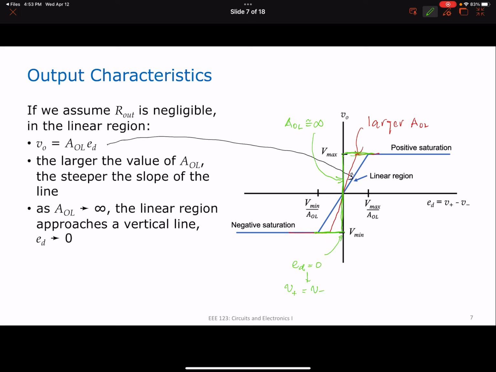Again, the larger the value of A_OL, the steeper this line becomes. So this is a larger value. When it is approximately equal to infinity, this becomes a vertical line, and the value of E sub D becomes equal to 0.